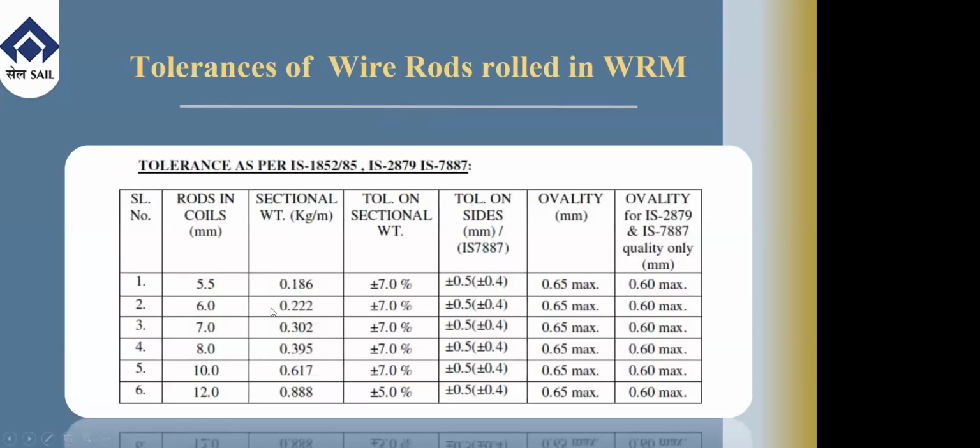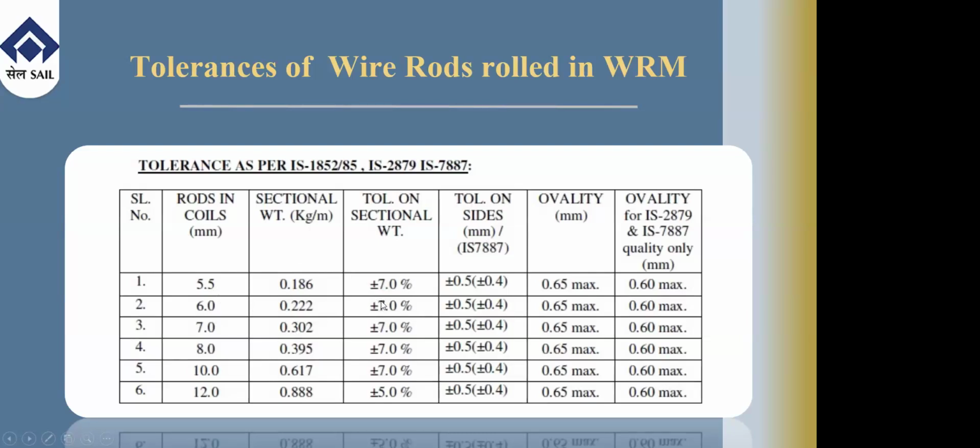And this is another type of tolerance which we are using for the plain wire rods. As you can see from the picture, the rods which we are producing are mostly 5.5 to 6 mm, and this is as per the standards. The sectional weight for 5.5 mm is 0.186 and for 6 mm 0.222. And the tolerance which we're getting is as per this, so plus or minus 7% in sectional weight.